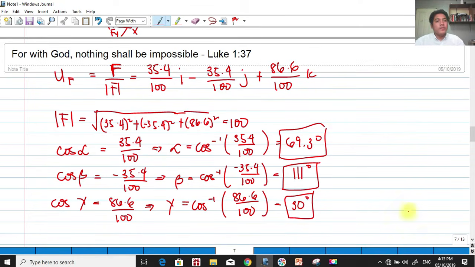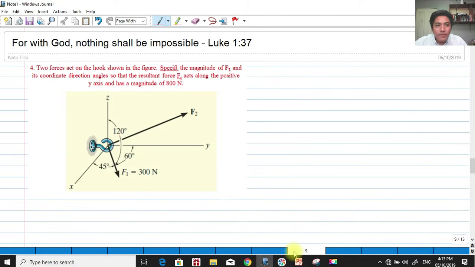Okay, so, down to our last problem for this video. So, we have this given. Two forces act on the hook. We have F1, F2. Specify the magnitude of F2 and its coordinate direction angles so that the resultant force F sub r acts along the positive y-axis. Positive y-axis, that is our resultant. So this should be our Fr according to the problem, and it has a magnitude of 800 newtons, right?